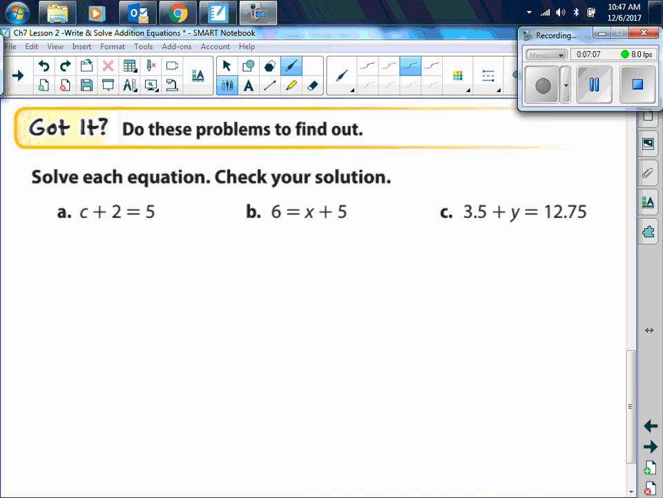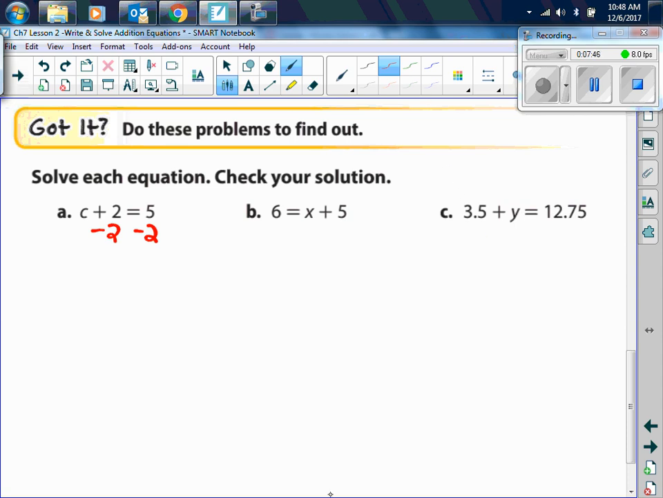So let's do these guided problems together. We want to solve each equation, and then we want to check our solution, okay? So here we have c plus 2 is equal to 5, okay? Now, we want to get the c by itself. So what do I need to get rid of to get the c by itself? The 2. Very good. So we are going to subtract 2 here and subtract 2 on the other side. And when I say the other side, I mean the other side of the equal sign.